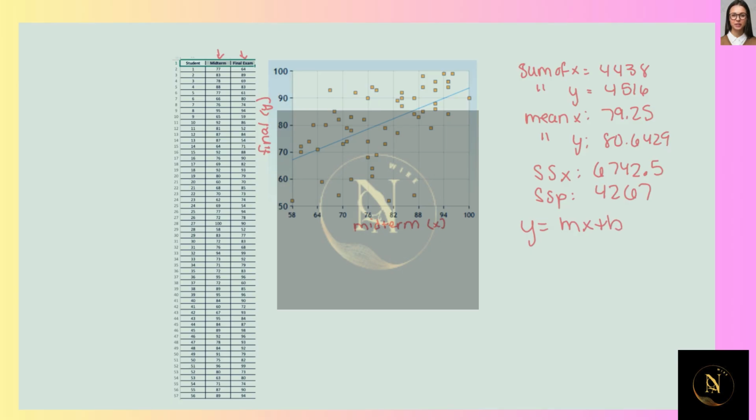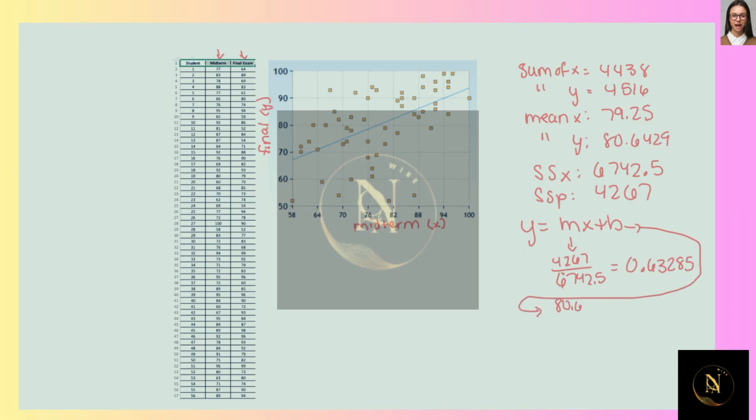Then I'm going to use the equation of y equals mx plus b to get my equation. And to get the m, I'm going to take my 4,267, that's the sum of the products, and divide that by the sum of the squares, which is 6,742.5, and I'm going to get 0.63285.